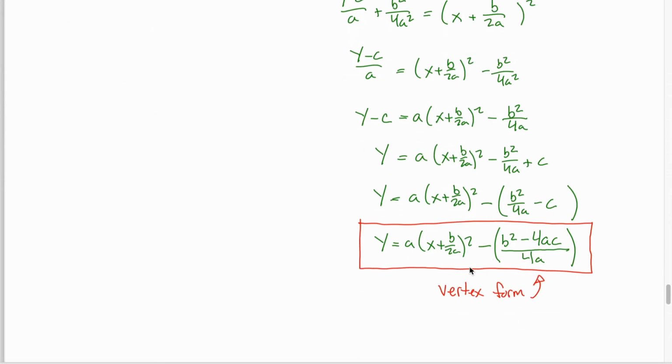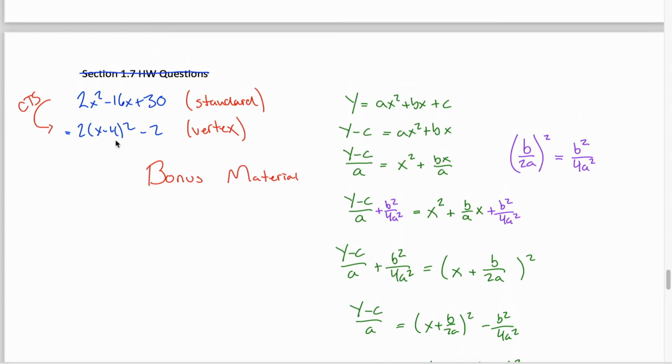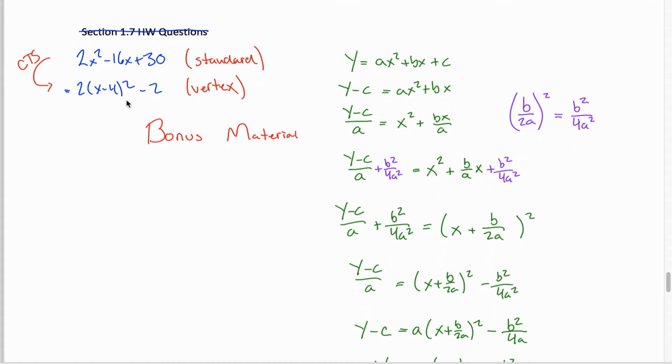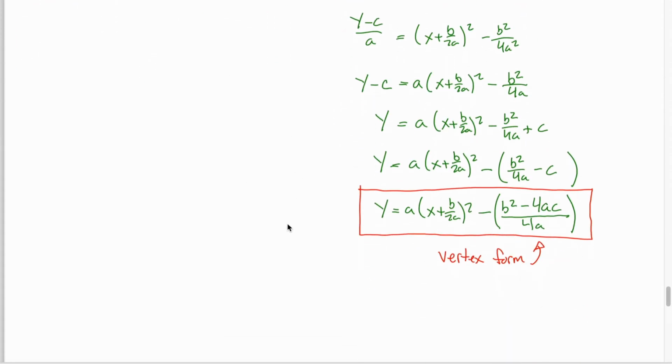And you're like, yeah, whatever. Why would I care about that? Well, if you think about what we used our vertex form for above, it was to see the different transformations that we can apply to the graph of y equals x squared. We can now see those transformations, right? What we're going to do is we have this vertical transformation where we multiply all of the y values by a, and we also have this vertical transformation where we subtract from all the y values b squared minus 4ac divided by 4a.